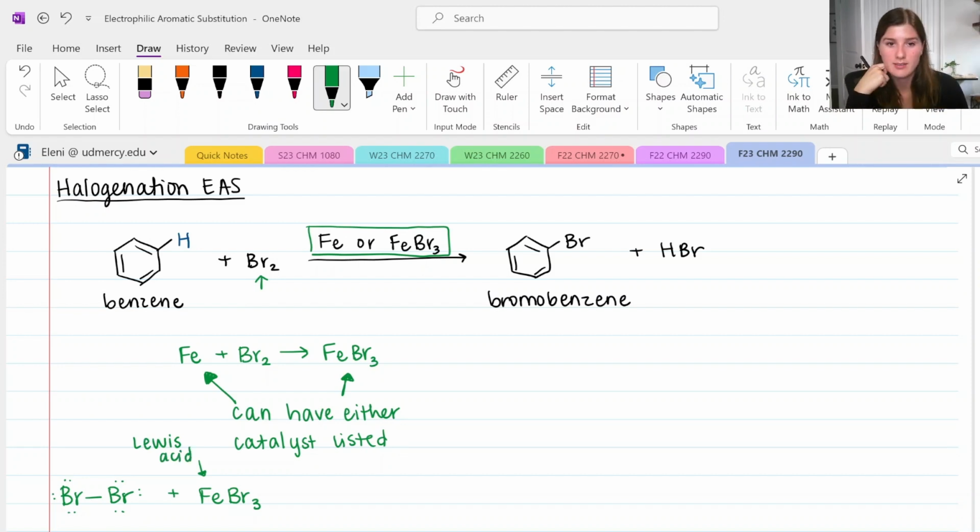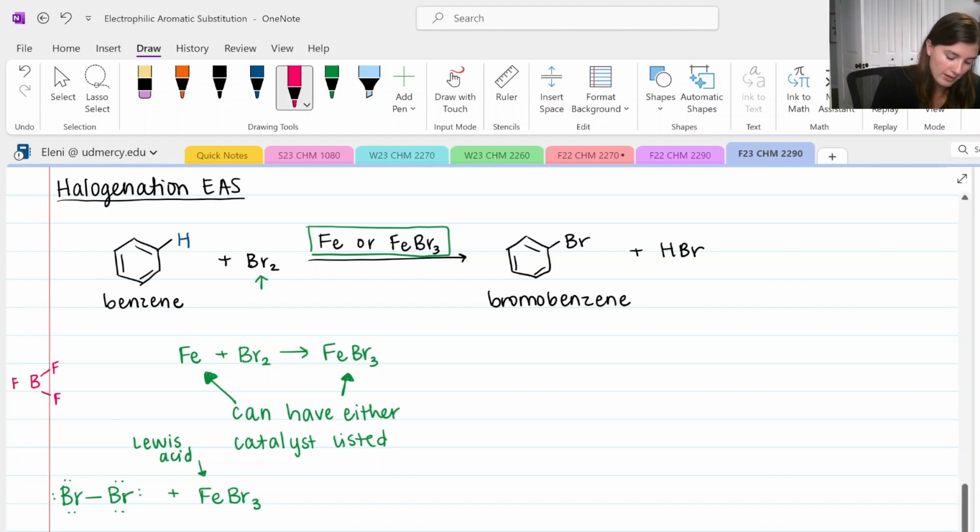Remember what Lewis acid means. That's when we have an atom that has an open valence shell, so it can accept additional electrons. A common example, I'll write this off to the side, of a Lewis acid is boron trifluoride, because boron is stable with an open shell, but it can accept more electrons, so you can add additional electrons to this boron here. Same thing is true for iron in FeBr3. So because it is a Lewis acid, it accepts electrons from one of the bromine atoms.